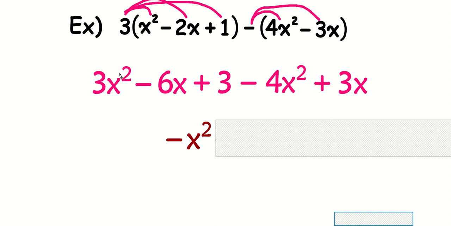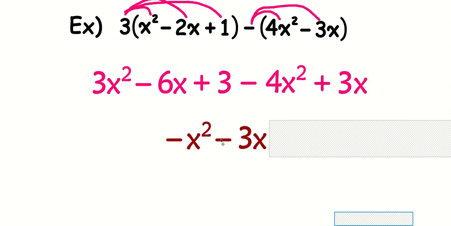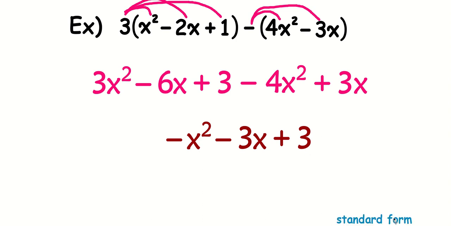And then when you combine like terms, this term combines with this term, and it's minus 4x squared. So positive 3x squared and a minus 4x squared makes negative 1x squared. What else combines? Is this 6x or a negative 6x? It's a negative 6x. So negative 6x plus 3x is negative 3x. And then this plus 3 term doesn't combine with anything else, so that's the final answer.